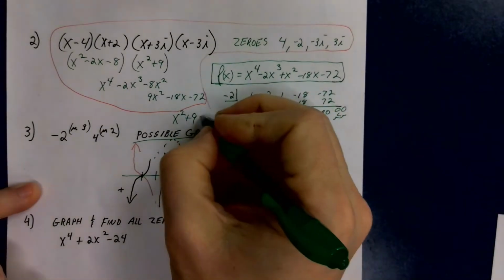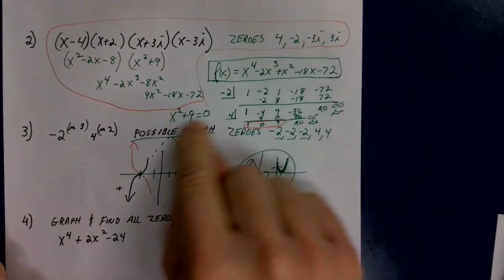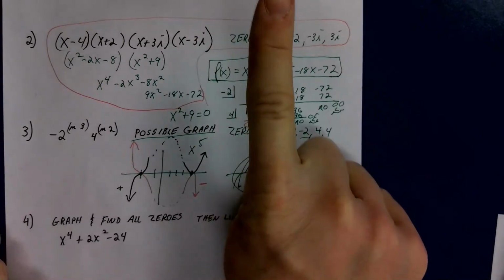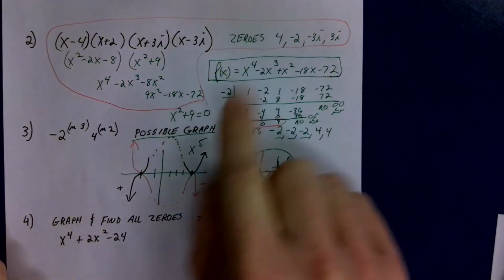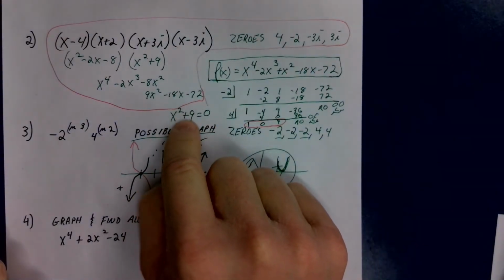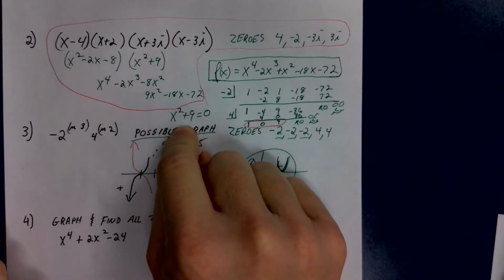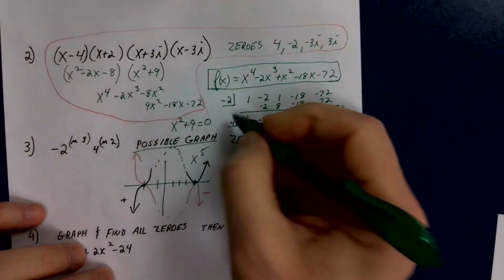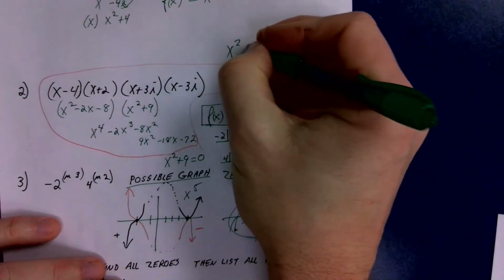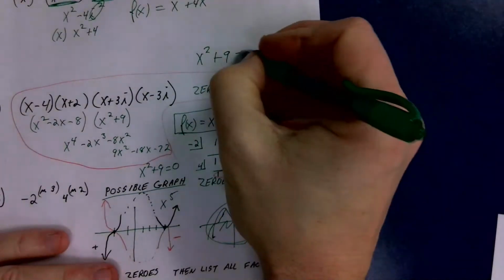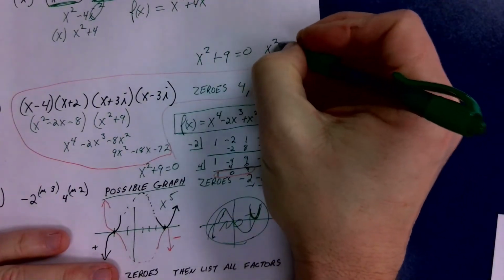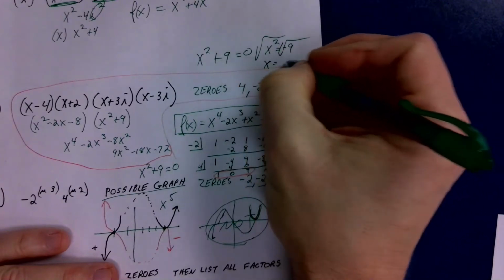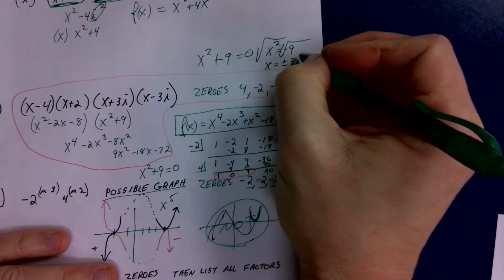Good deal? Now, at this point, I have 3 options. If I want to find the zeros to that polynomial, that quadratic, I can use the quadratic formula. I can use completing the square, or because this particular one has no linear term, I can just use basic algebra. Okay? So I'm going to go ahead and do that. Solve x squared plus 9 equals 0. Move the 9 over. X squared equals negative 9. Root it. X equals plus or minus 3i.